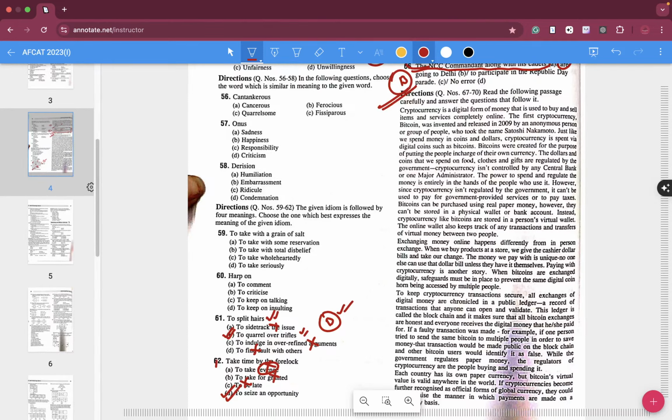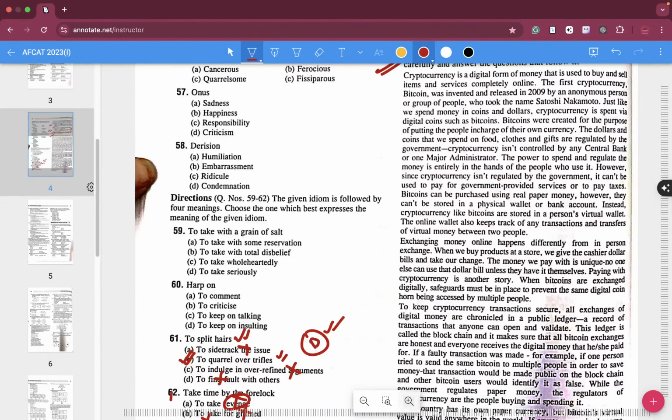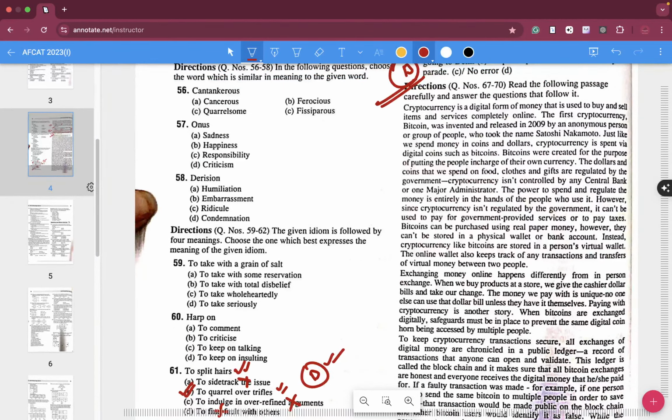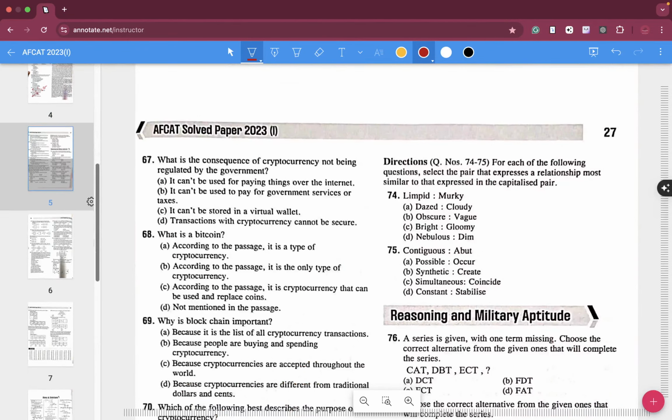Now the next questions are your passage type questions, right? Four questions are there, question number 67 to 70. Read the following passage carefully and answer the questions that follow it. So let's just read the question.